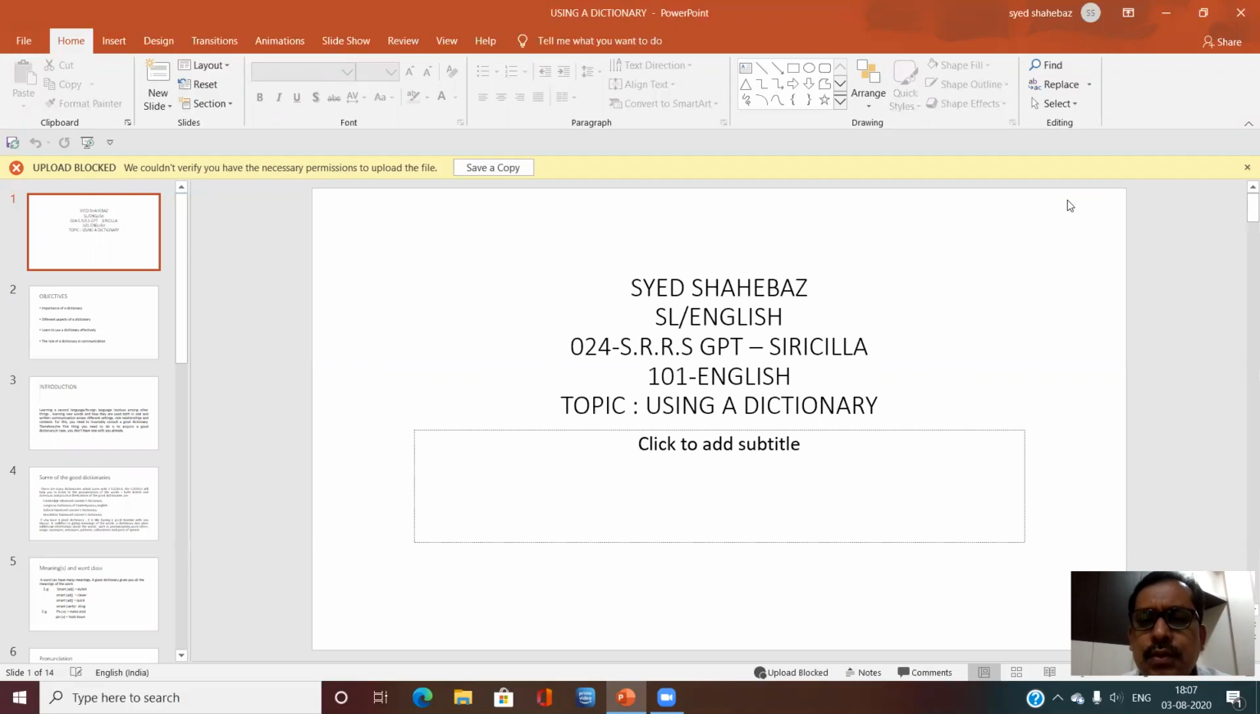Today's lecture is using a dictionary. In the previous lecture, we discussed writing formal letters or official letters. In this lecture, we will discuss how to use a dictionary.